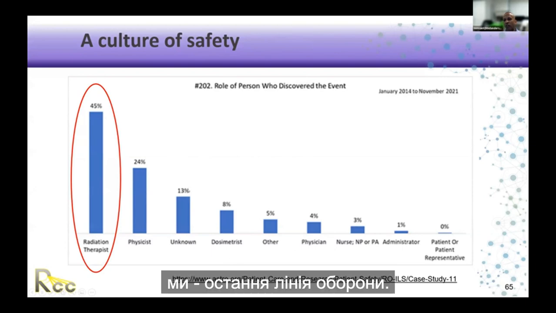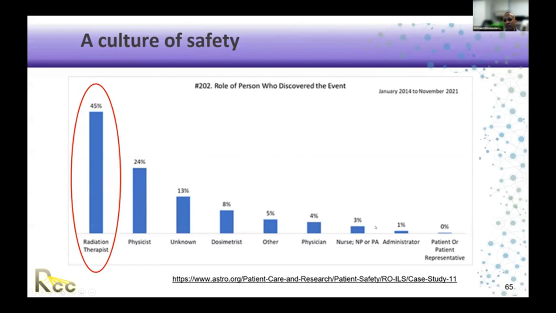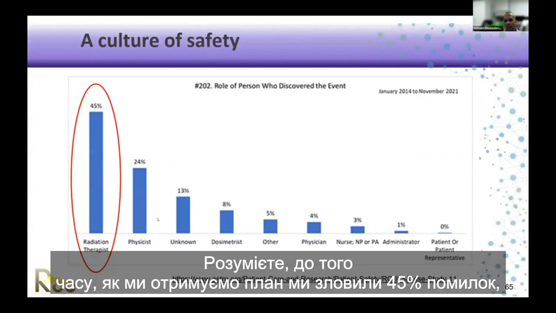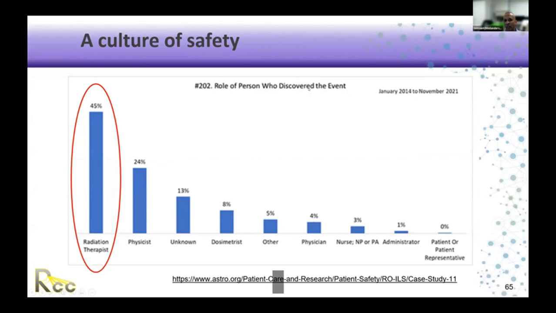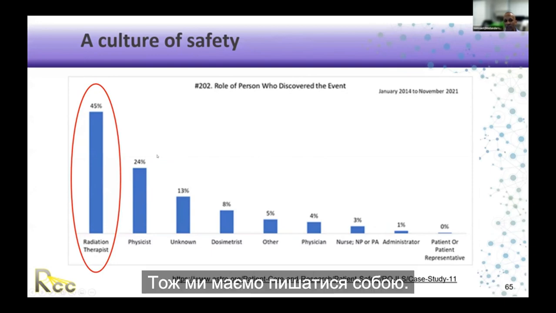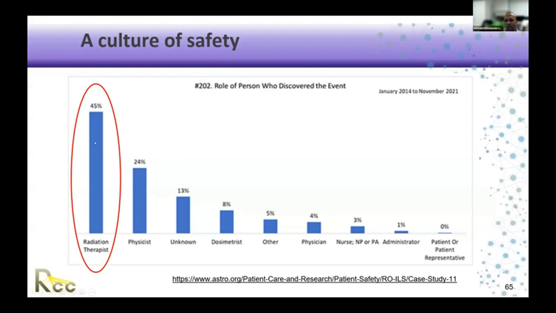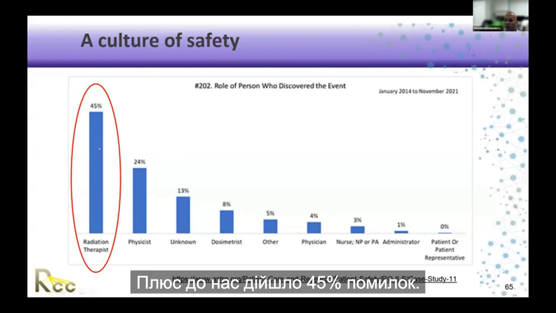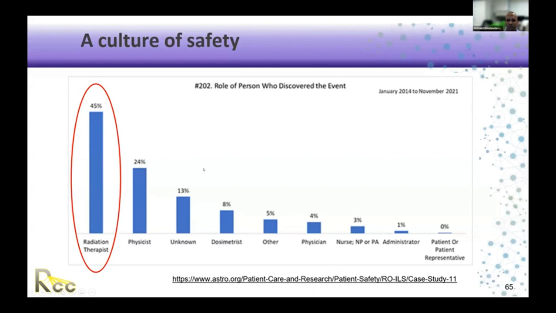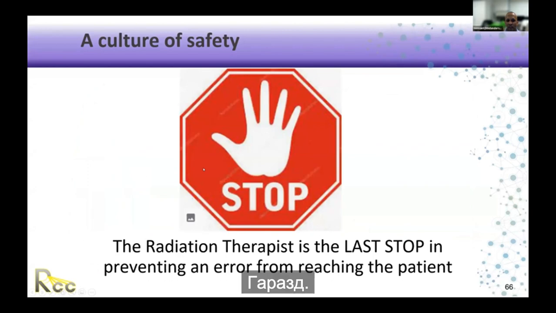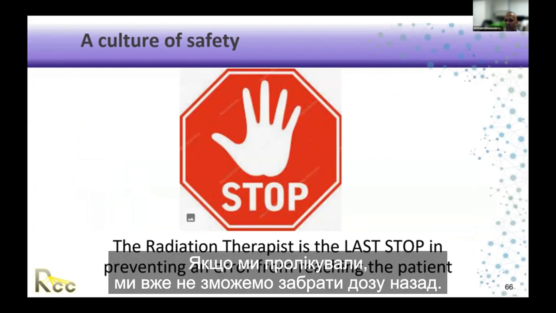we are the last line of defense. By the time it gets to us, we discovered the event, so we have to be proud of ourselves. We did this, and you have to keep doing it. It passed everybody and got to us. 45%, that's a lot, but we caught it. We didn't reach the patient. Power to us. Again, we are the last line of defense. Once we give it, we cannot take it back.